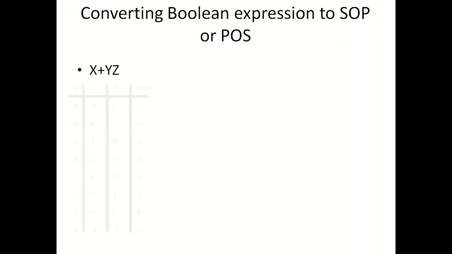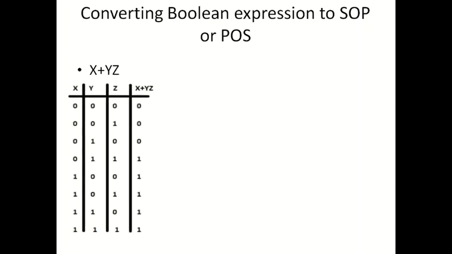First thing is I am going to make a table. Now if you draw a table, then the table will go like this. Now you can see that in the final column, in the top 3 rows you are having a value 0, and in the bottom 5 rows you are having a value 1. So if you have to write an SOP expression, then you have to see only those rows where you are getting the output 1. So we are getting the output 1 in these 5 rows.